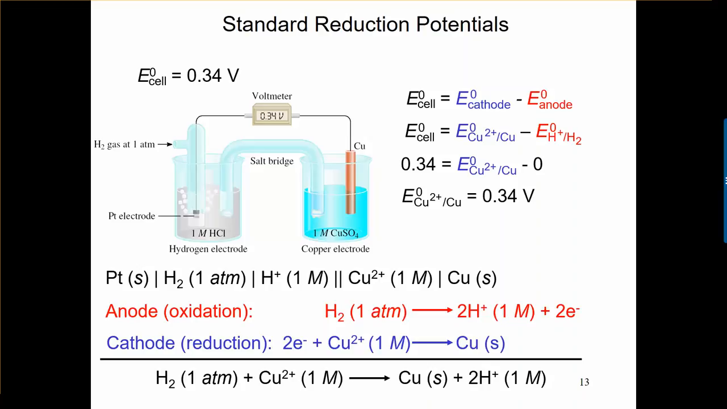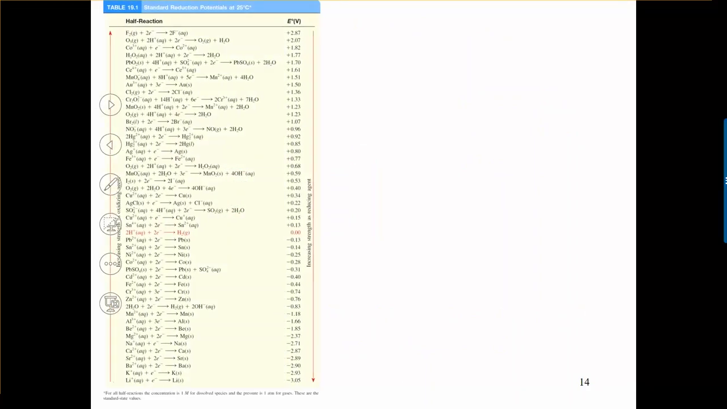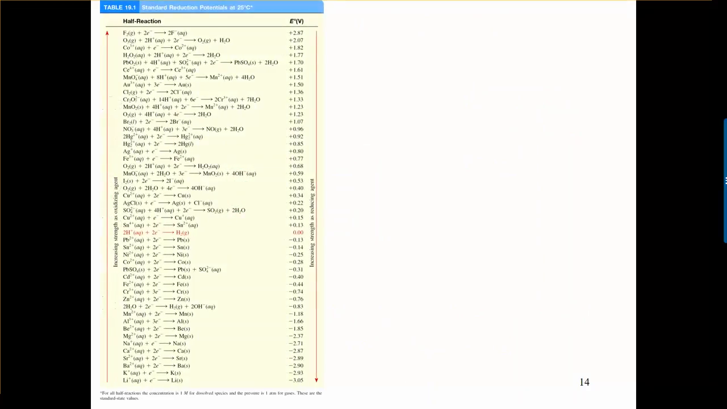Now we're starting to establish a table. For copper, we could put a positive number above hydrogen, and zinc would go below hydrogen. We're starting to see the differences in these reduction potentials between two different metals. That's what we've done. We've been able to develop a chart of this nature, where hydrogen is set at zero.